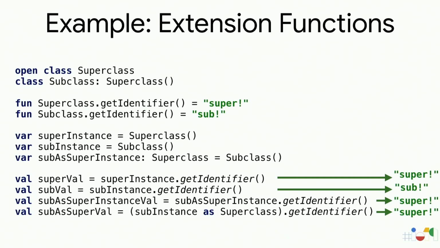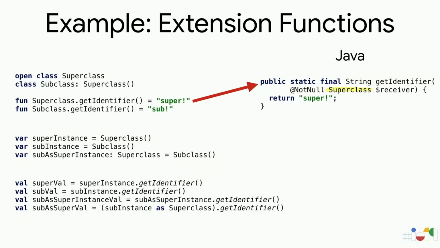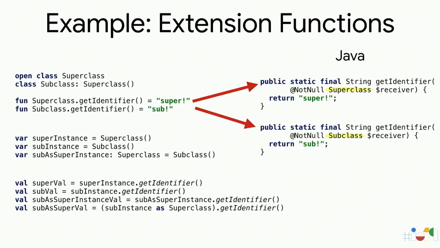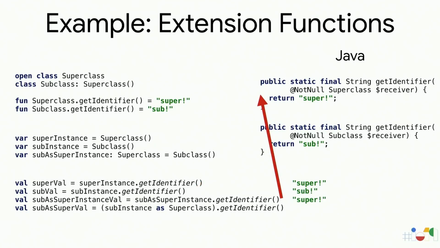What is actually going on? Shouldn't it be calling that method on the subclass? It's because of the implementation of these things. If we look at the decompiled bytecode, this is what we've got. GetIdentifier is now a static method, and it takes an instance of superclass. Same thing for sub, the getIdentifier on the subclass object. So that means that when we call it with a superclass object, we end up in the one that takes a superclass type. Same thing for sub, and same thing for sub cast as super.